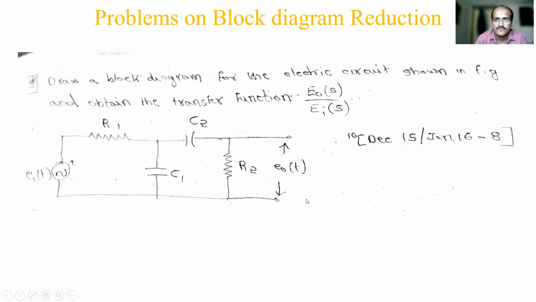So this is the question. Draw a block diagram for the electric circuit shown in figure and obtain the transfer function E naught of S by E of S. In electrical network, output voltage by input voltage will be there, and it is in Laplace domain. So E naught of S by E of S is a transfer function, not C of S by R of S now. That is the change. Now this is the network: you have R1, C1, C2, R2, and here Ei of t is there and E naught of t is there.